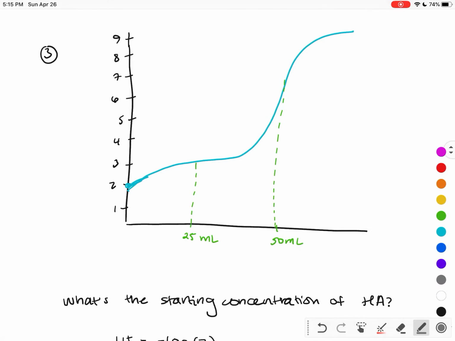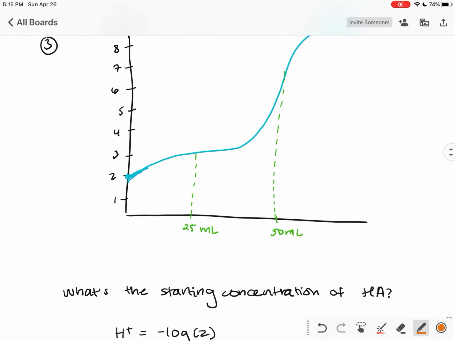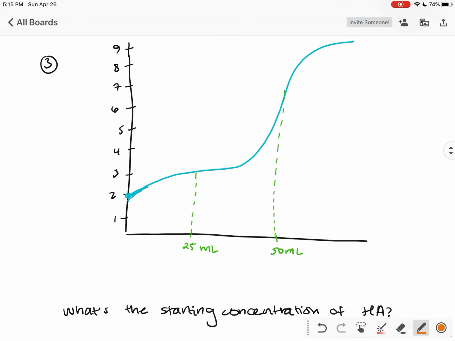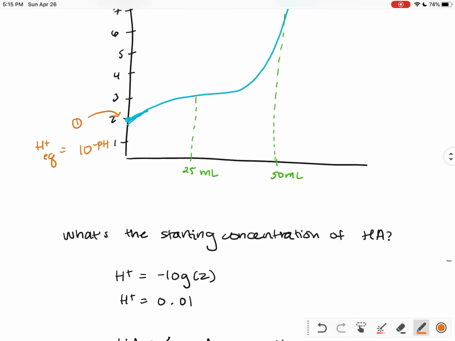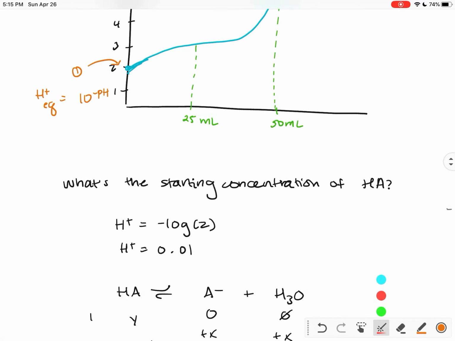Now let's move on. Let's go back to acids and bases. Hopefully you remember this pretty well, but all I give you is this graph, and I ask for the starting concentration of HA. So you've got to remember some important things on the graph. First of all, our starting concentration of HA will have the H+ at equilibrium be equal to 10 to the negative pH. We know that the pH at the start is 2, so we can find that value right away.